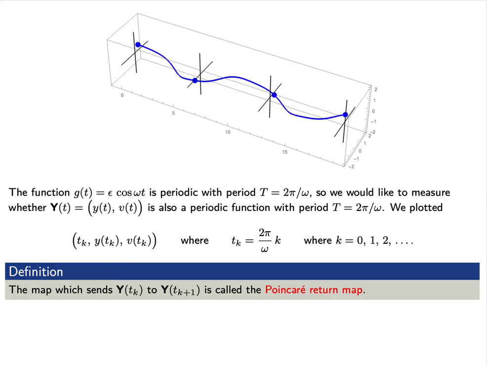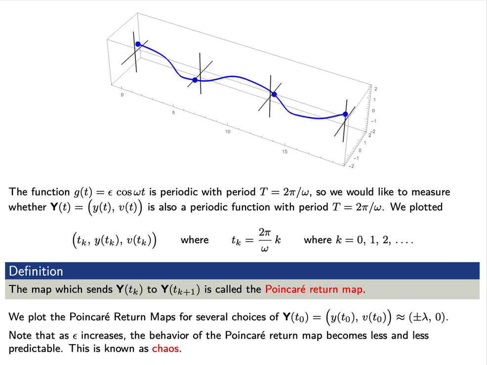We want to pay close attention to how these dots move around as t moves through the various integer multiples of the period. As we move through the various integer multiples of the period, we really like to keep track of whether our solution, capital Y of t, stays at the same point or whether it moves to a different point. As we move to different points, we will call this the Poincaré return map.